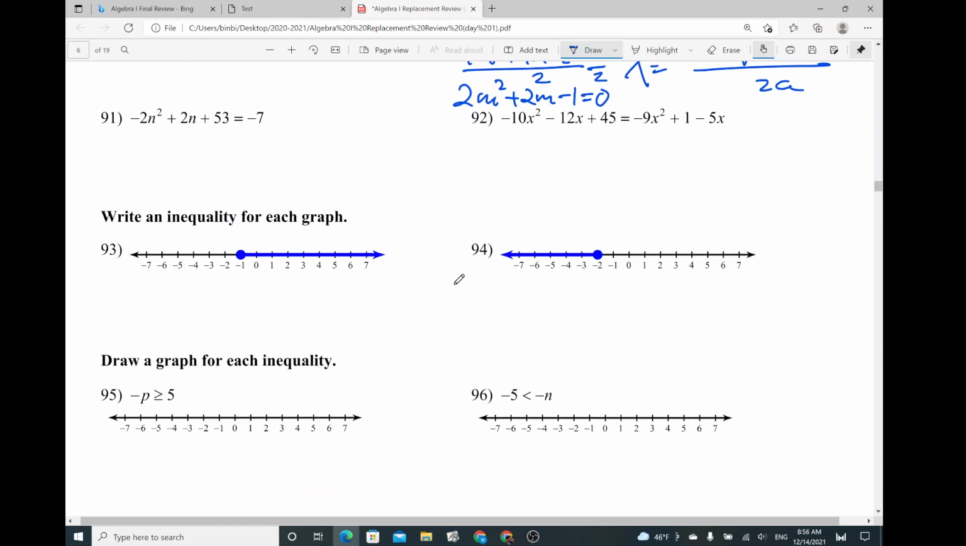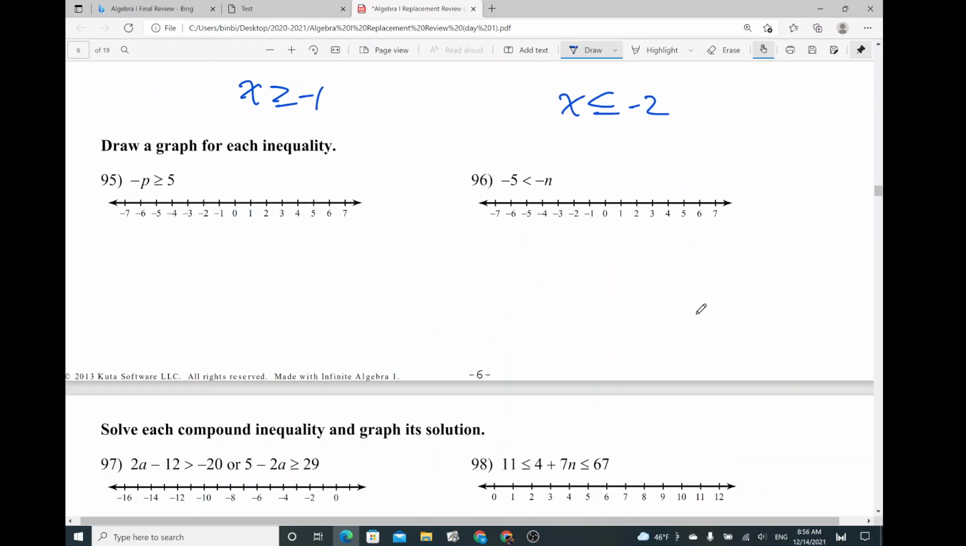Write an inequality for each graph. If you see anything going to the right, that means it's what? Greater than. Closed circle means it's equal to. Like this one, x is greater than or equal to negative 1. Like this one here, x is less than or equal to negative 2.